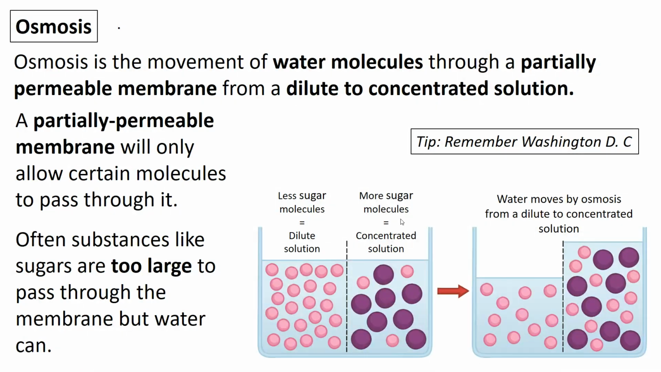And substances like sugars are often too large to pass through membranes, and it means that water can. If you look at those diagrams, just be familiar that a dilute solution means that there isn't much sugars or salts or any other solute dissolved in it. So a dilute solution wouldn't have many salts in there or sugars. So water will move from where there's a dilute solution to the more concentrated solution, which has more salts or sugars in there.